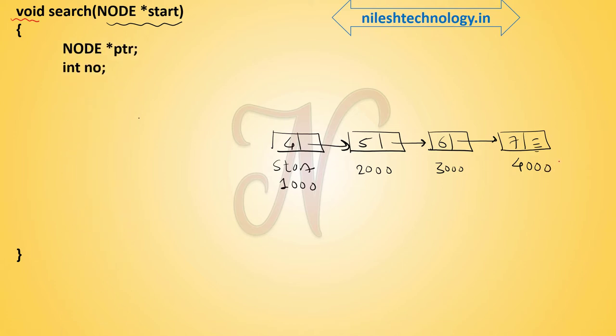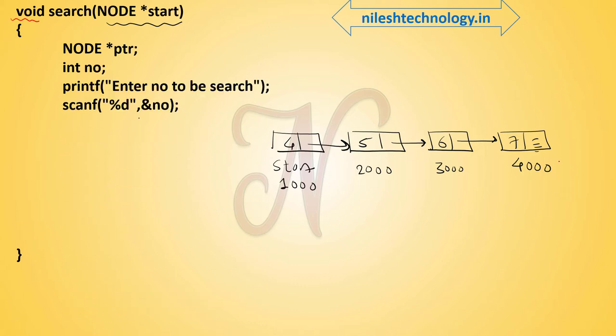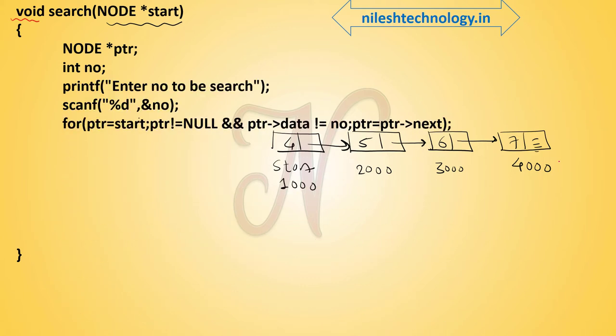See, ptr is one variable. By using ptr we traverse this linked list. Number is the variable. By using printf and scanf we accept one number from the keyboard, and by using this for loop we find whether this number is in the linked list or not. Here ptr equal to start. Then the condition is that ptr is not equal to null and data is not equal to number.